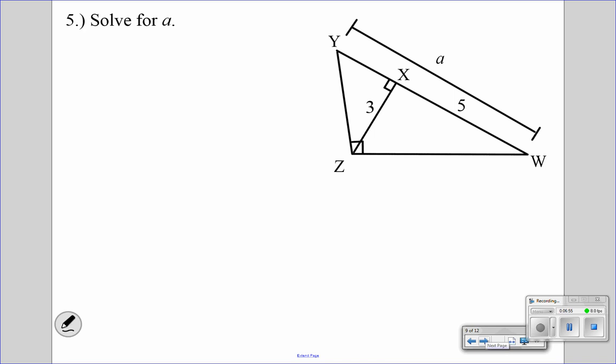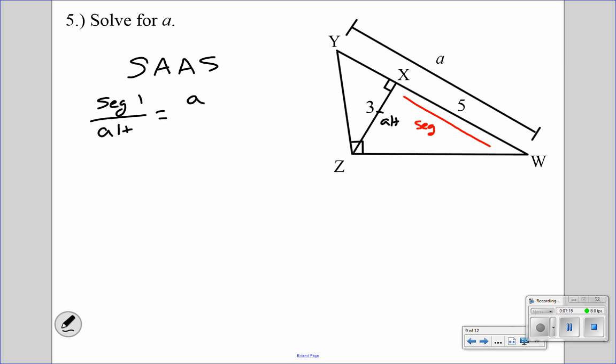In this triangle, we have our altitude, which is 3. We also have a segment, and we're looking for the hypotenuse. Altitude should make you think instantly of SAS, which is segment 1 over altitude equals altitude over segment 2. Our segment 1 is 5, and our altitude is 3. Now our segment 2 is not our hypotenuse. Our segment 2 is XY, so we'll just call that x.